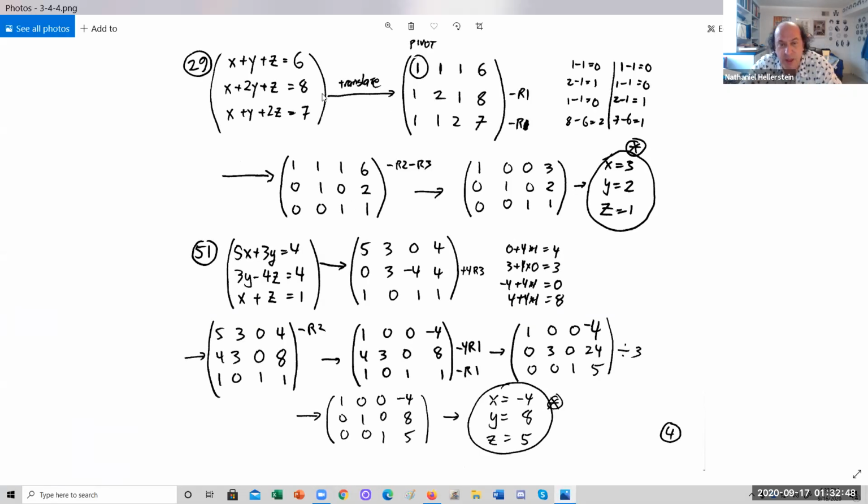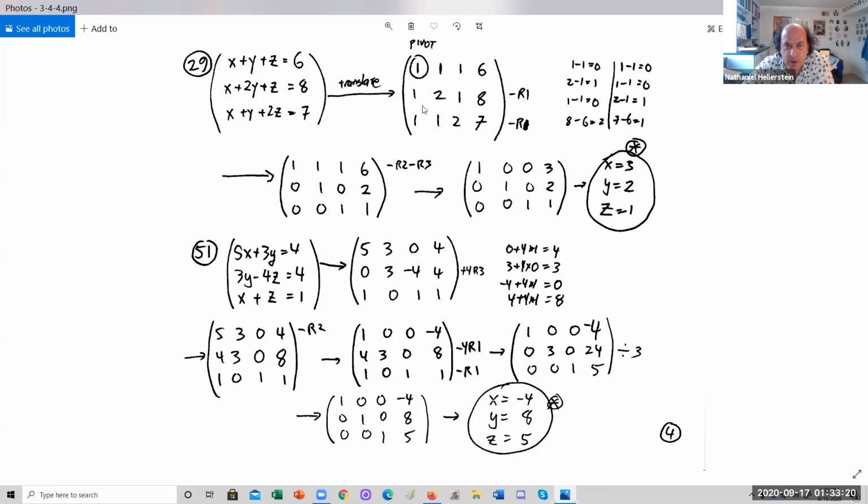Ah, 3 by 3. Oh, 2 3 by 3s actually. x plus y plus z equals 6. x plus 2y plus z equals 8. x plus y plus 2z equals 7. So 1 1 1 6, first row. 1 2 1 8, second row. 1 1 2 7, third row. Now I'm going to pivot on this entry, i.e. we're going to clear away the rest of its column. So the second row will subtract first row. The third row will subtract row 1.